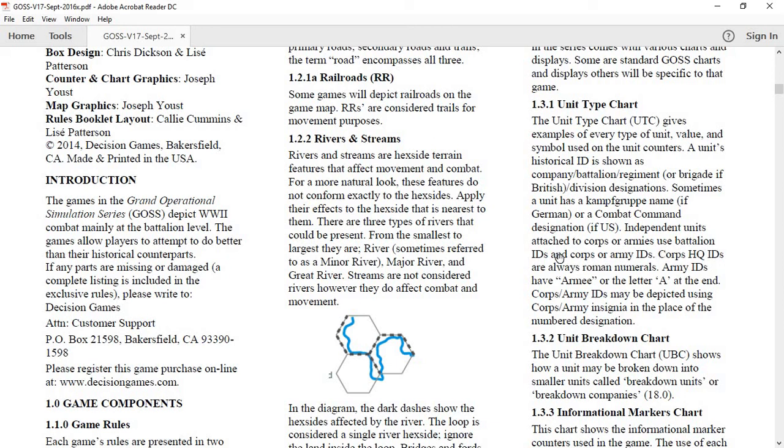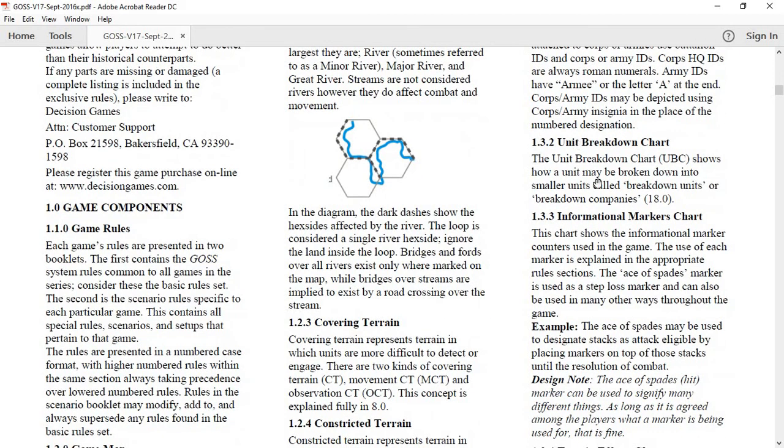Corps headquarters IDs are always Roman numerals. Army IDs have Army or the letter A at the end. Corps and Army IDs may be depicted using Corps or Army insignia in place of the number designation. Unit Breakdown Chart. The Unit Breakdown Chart, UBC, shows how a unit may be broken down into smaller units called breakdown units or breakdown companies.